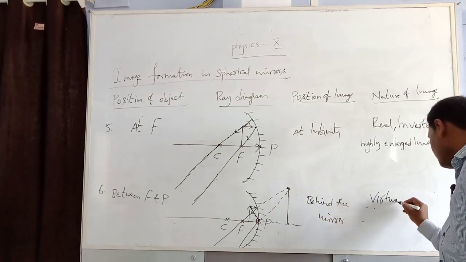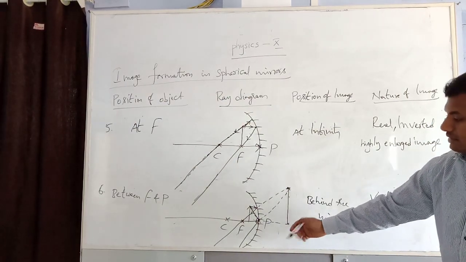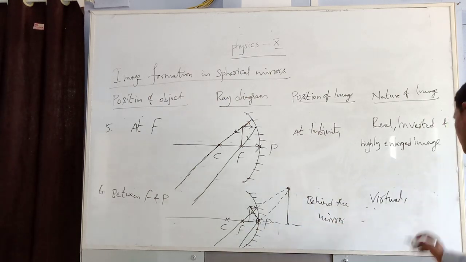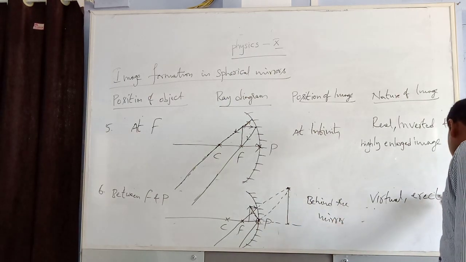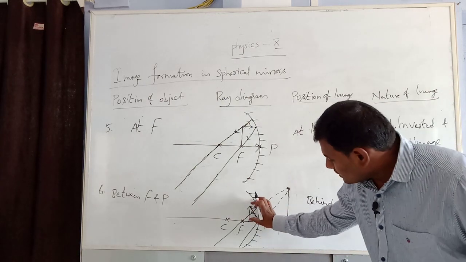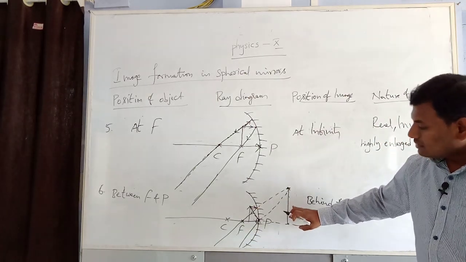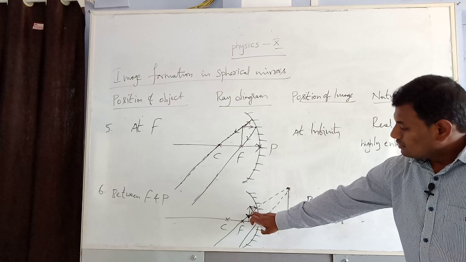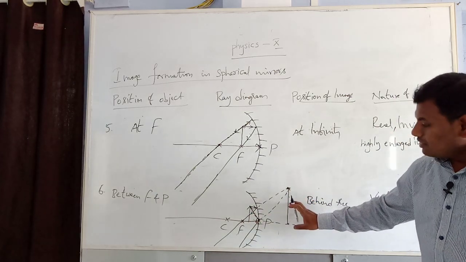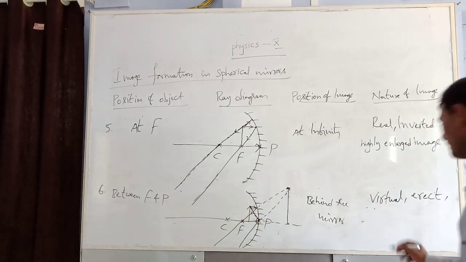So virtual, and whether it is inverted or erect, as the image that is formed is above the principal axis, we call that an erect image. So virtual, erect, and now let us see the size of the image. We are getting an image; this is the size of the object, and this is the size of the image. So the size of the image is greater than the size of the object. So the image that is formed is an enlarged image.